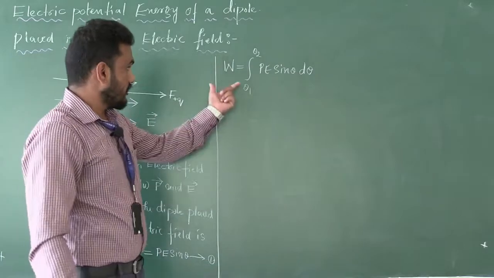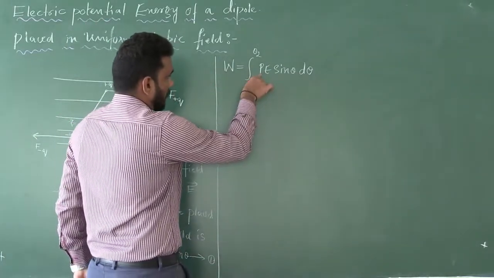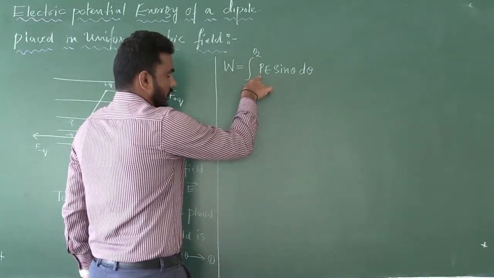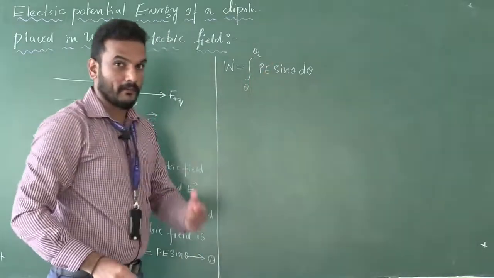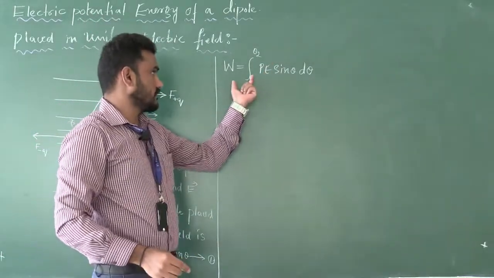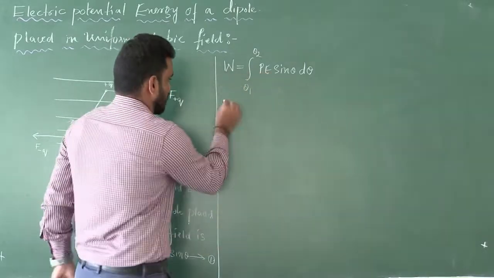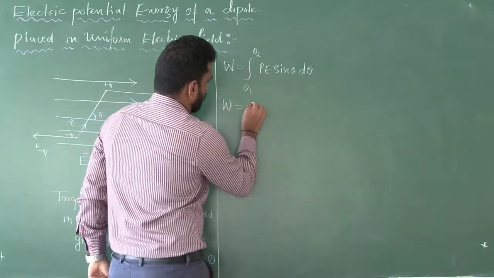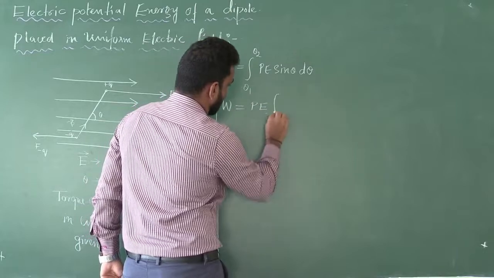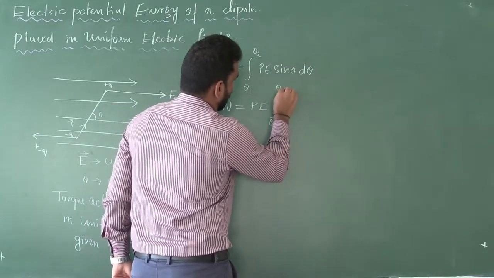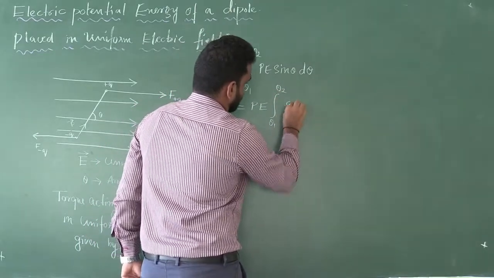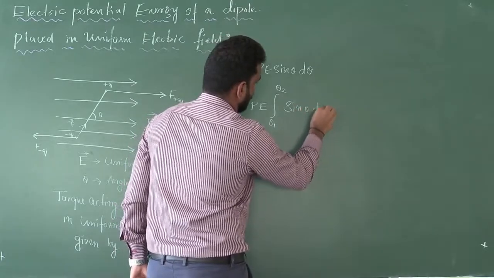Now I need to simplify this equation. Here P is the electric dipole moment and E is the electric field. Both are constant, so we cannot integrate them. We need to take them out. So W is equal to P into E, integration of theta 1 to theta 2. What is the remaining thing? Sin theta into d theta.